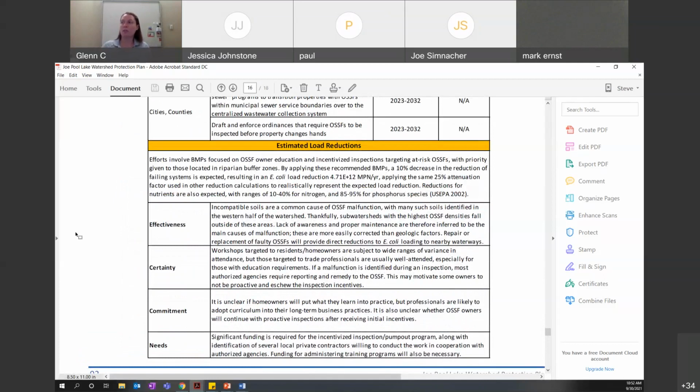So by applying the recommended BMPs listed above, a 10% decrease in failing systems is expected, resulting in an E. coli load reduction rate of 4.7 times 10 to the 12, and you apply an attenuation factor for the natural land. And you use that in other reduction calculations, and you get your expected load reduction. So we had 115 OSSFs and 230 non-permitted. So we're looking to try and address about 15 septic facilities that are failing.